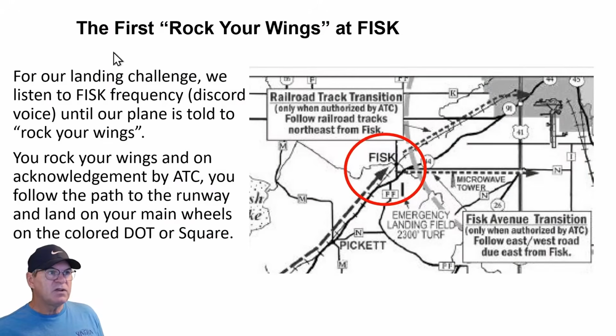All right, so the first rock your wings is at FISK, and it might be the only one, but this is the main one. FISK is where it all happens. We're coming up the railroad track from Ripon and we're coming into FISK. FISK is going to tell us to rock our wings. We don't say anything, we just rock, meaning I hear you. And then they're going to tell us to turn right and head towards 36 down Fisk Avenue, or we're going to continue on the railroad tracks.